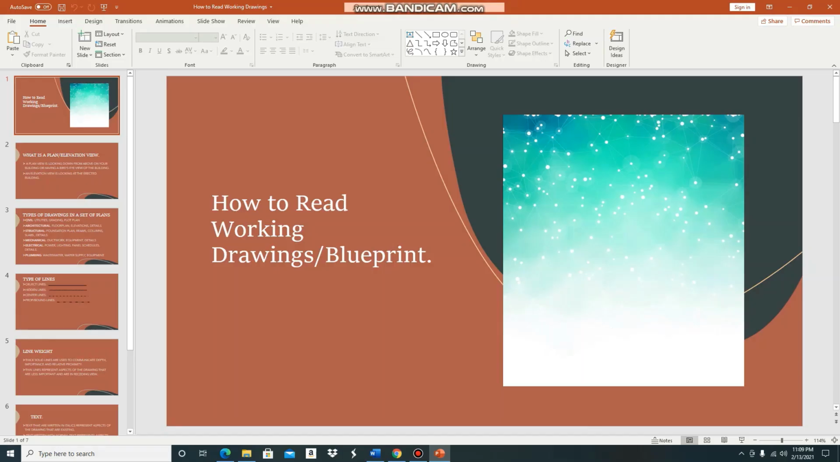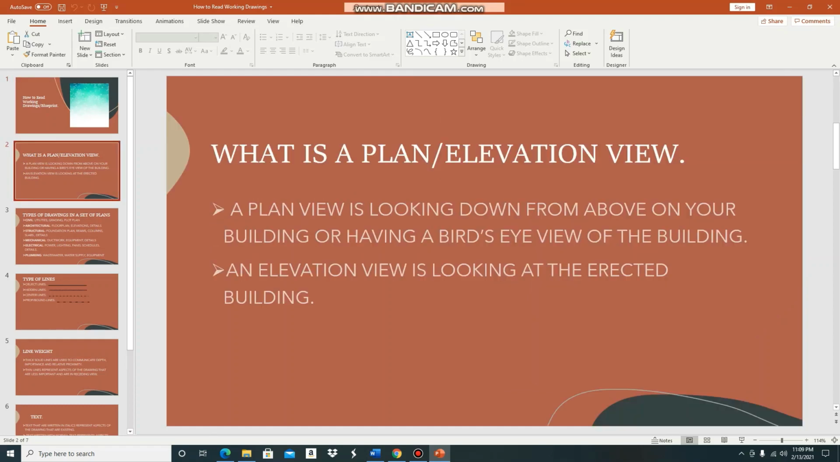This presentation is going to be taking you through how to read a set of working drawings, otherwise known as blueprints. So the first thing you have to differentiate when you're reading a set of plans is what is the plan view as against what is the elevation view. Now, your plan view is looking down from above on your building, or having a bird's eye view of the building. It's as if you're up at a certain elevation above looking down.